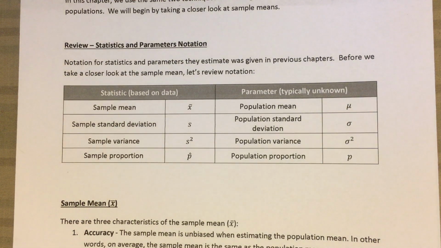Just a reminder, when we are talking about our population means, we're using mu. For sample means we're using x bar. For standard deviation of our population, we use sigma. For standard deviation of our sample, we use the letter S.